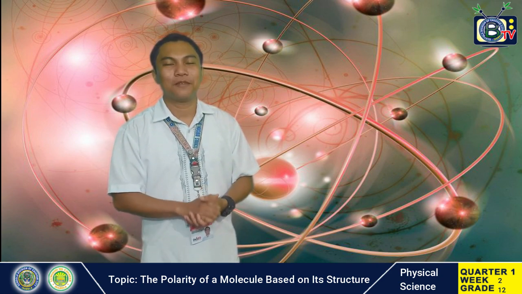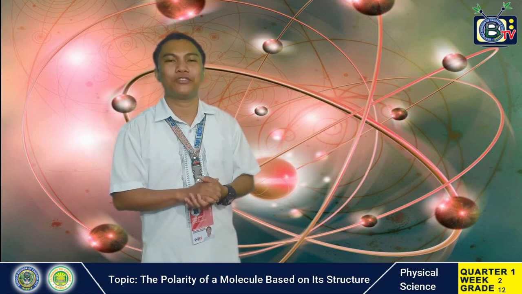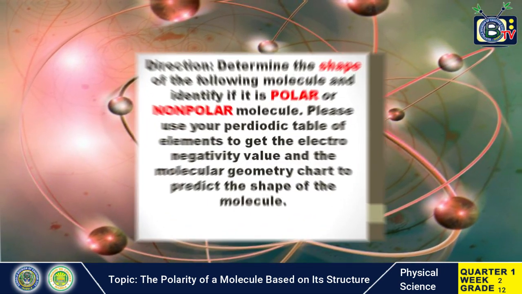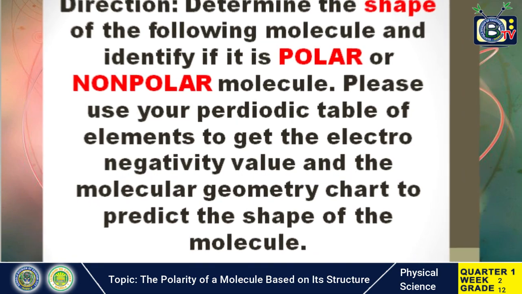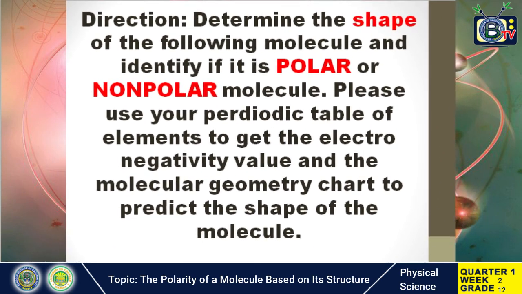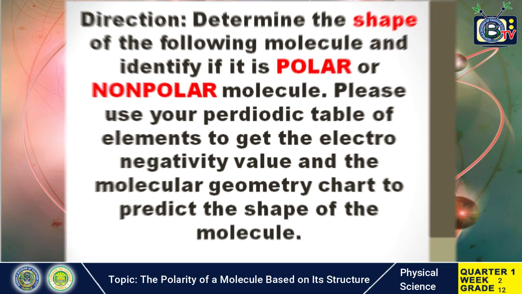At this point, please answer the What I Have Learned on pages 13 to 14 of your Physical Science module for Grade 12. Direction: Determine the shape of the following molecule and identify if it is a polar or nonpolar molecule. Please use your periodic table of elements to get the electronegativity value and the molecular geometry chart to predict the shape of the molecule. The time starts now.